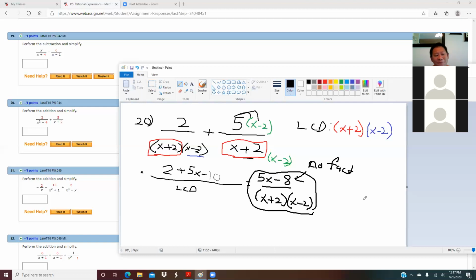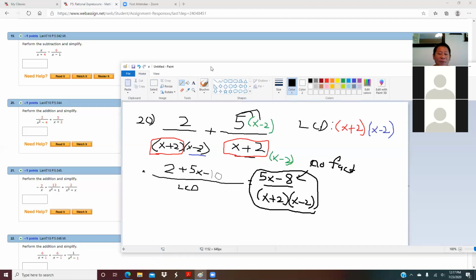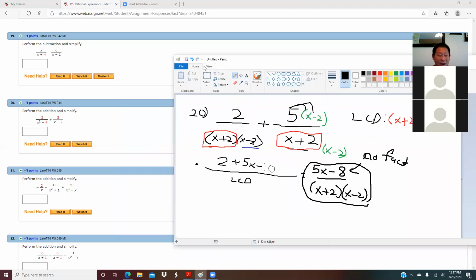Tough? Yeah, I can tell you that you will get this kind of question 20 in your test on Tuesday, because you are required to do a little bit more work, actually a lot of work. But I won't come up with question 21 in your test, okay? 21 is a very difficult question. I won't come up with that kind of question.